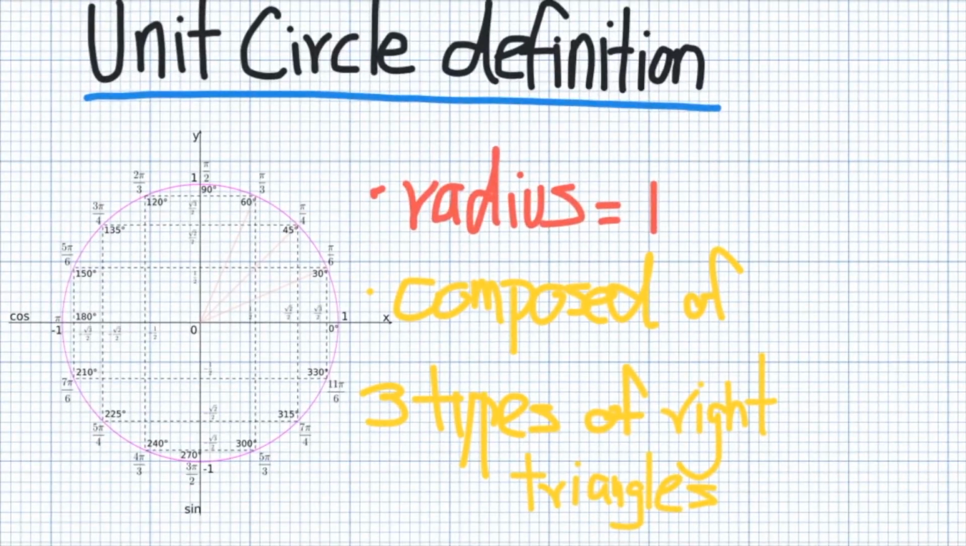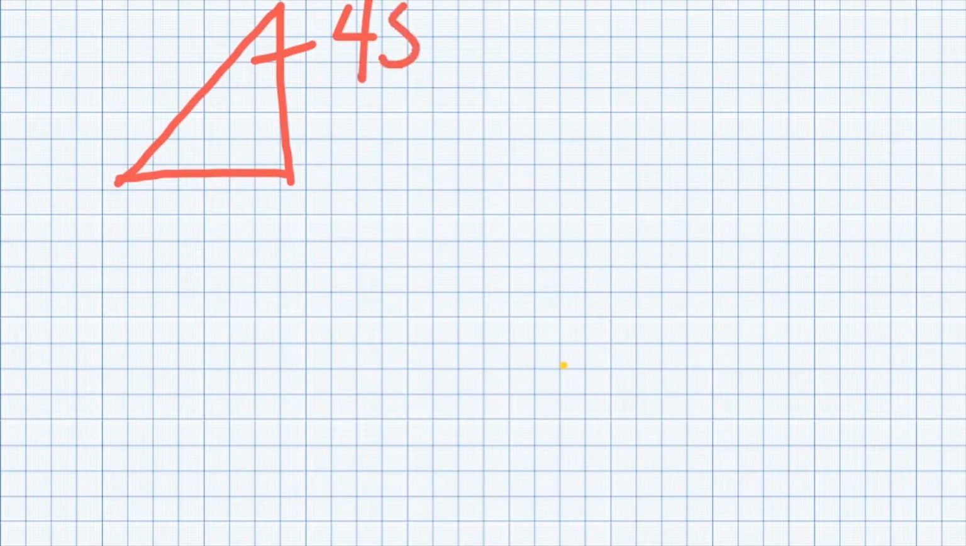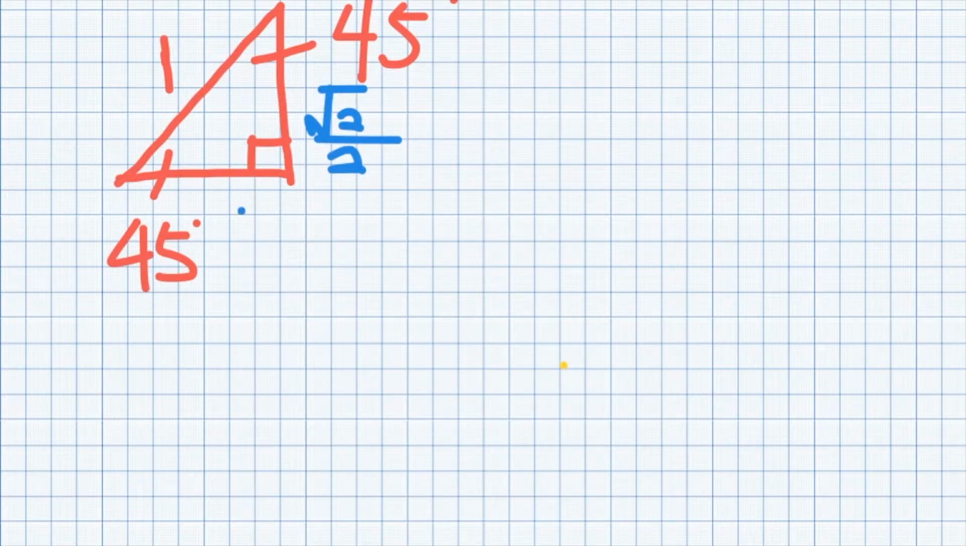Okay, so our 3 types of right triangles are, firstly, this is our first type, which is the 45 right triangle, and we know the radius is 1 always by the definition of a unit circle. And so by Pythagorean theorem, we know this side is going to be root 2 over 2, and so is this side.